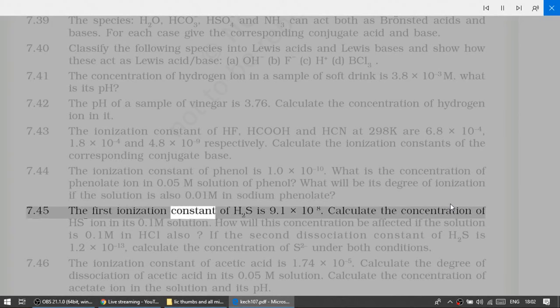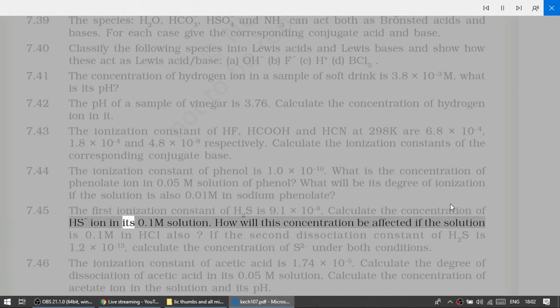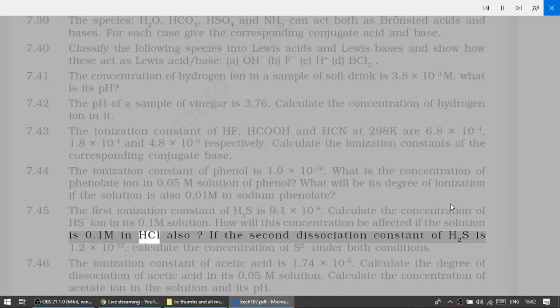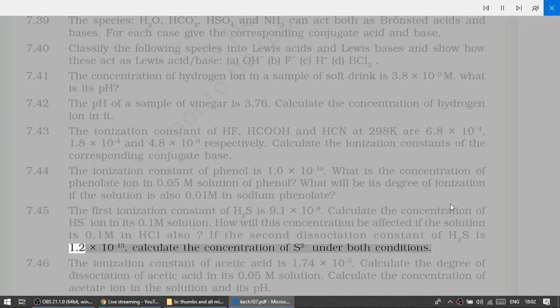7.45. The first ionization constant of H2S is 9.1 × 10^-8. Calculate the concentration of HS- ion in its 0.1 M solution. How will this concentration be affected if the solution is 0.1 M in HCl also? If the second dissociation constant of H2S is 1.2 × 10^-13, calculate the concentration of S^2- under both conditions.